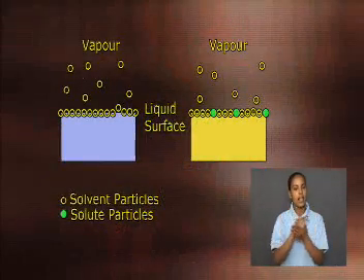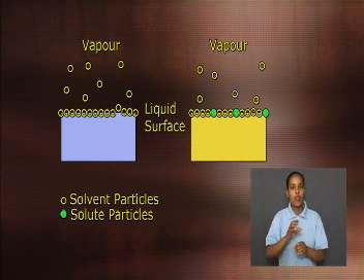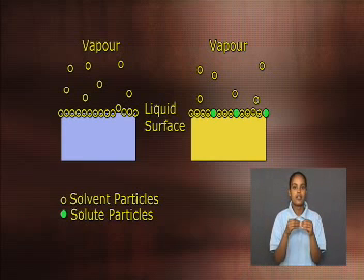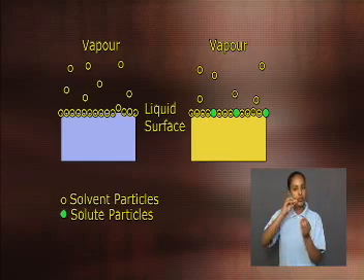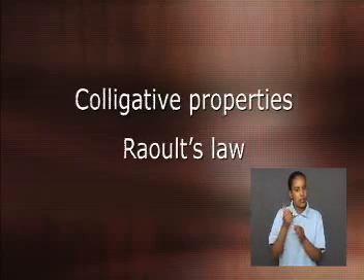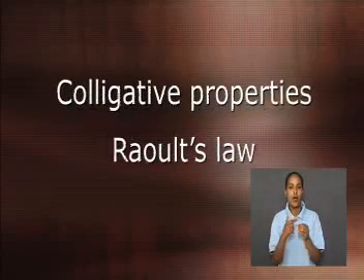In today's lesson, we will discuss the change in vapor pressure of a solvent when a certain solute is added. We will also learn how to calculate the vapor pressure of a solvent after a certain amount of solute is added. Students, you have already learned about colligative properties of a solution and about Raoult's law. Students, please define colligative properties and state Raoult's law.